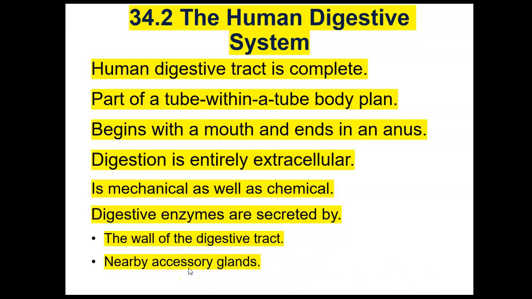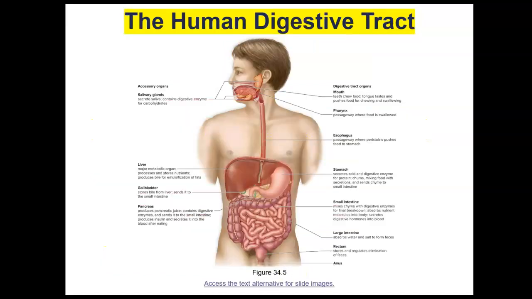The pancreas secretes a lot of digestive enzymes and sends them to the small intestines. And then the salivary glands in our mouth secrete a couple of digestive enzymes, lipase for breaking down lipids, and amylase for breaking down starch. Make sure you know the components of the human digestive tract.